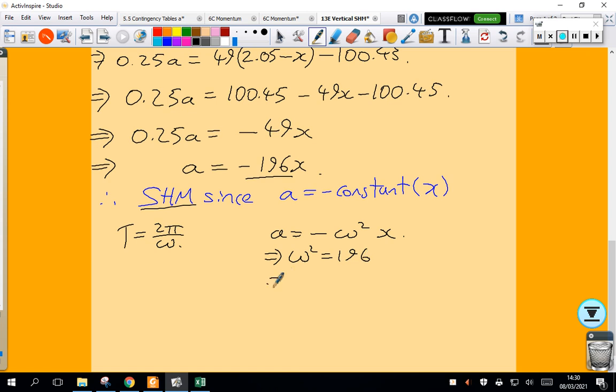So omega is equal to 14. Therefore, the period of motion is equal to 2 pi over 14, which is pi over 7 seconds per period. Which means the frequency for this thing, well, it's just the reciprocal of that. The frequency is going to be 7 over pi periods per second.